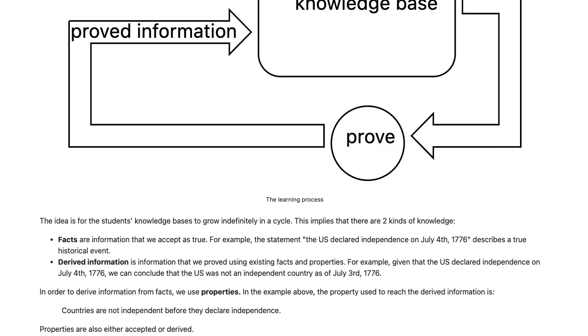Derived information is information that we proved using existing facts and properties. For example, given that the U.S. declared independence on July 4, 1776, we can conclude that the U.S. was not an independent country as of July 3, 1776. In order to derive information from facts, we use properties. In the previous example, the property used to reach the derived information is, countries are not independent before they declare independence. Properties are also either accepted or derived.